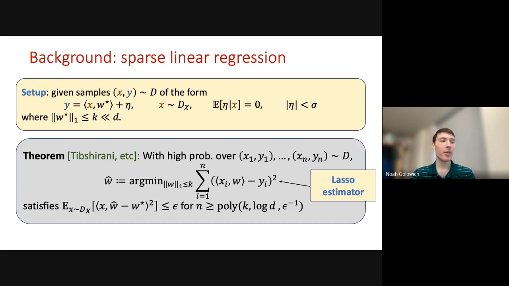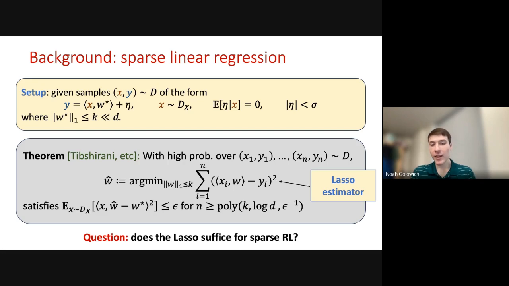Now this estimator w hat, which simply is a minimizer of the mean squared error on the data set, constrained to have L1 norm at most k, is known as the lasso estimator. And this result is in the canon of statistics. It's an extremely influential and important result, which has been used for numerous applications over the past several decades. And in light of this great influence of the lasso, one question is, well, does using the lasso simply suffice for sparse reinforcement learning?